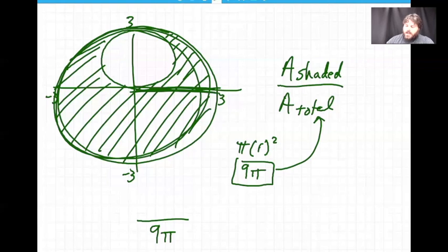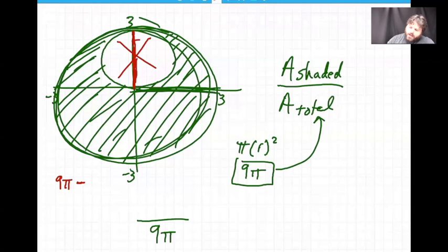Now the area of the shaded region, right? That's the whole big circle minus the little circle right here. So basically, I want to calculate the big circle and then subtract away the part that I don't want. So I know the area of the big circle was 9 pi, minus, what's the area of this little circle? Well, what's the radius here? Looks like the diameter is 3.